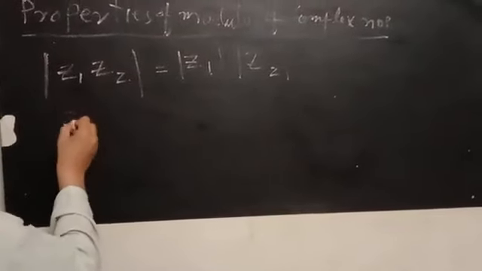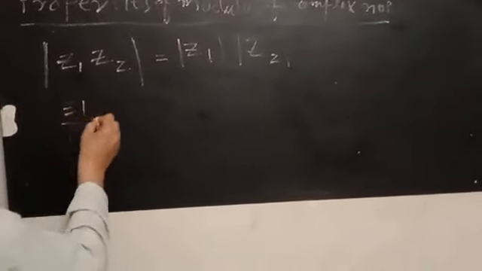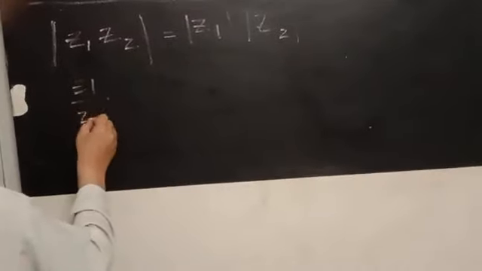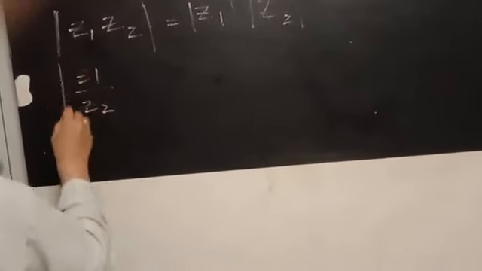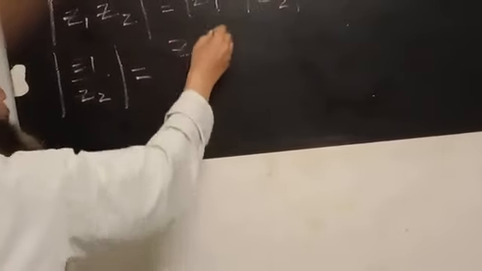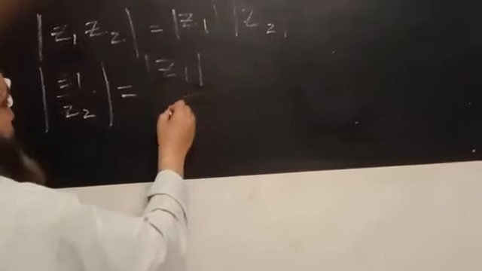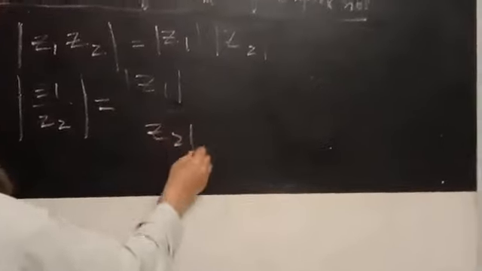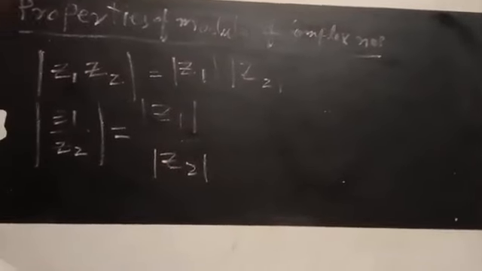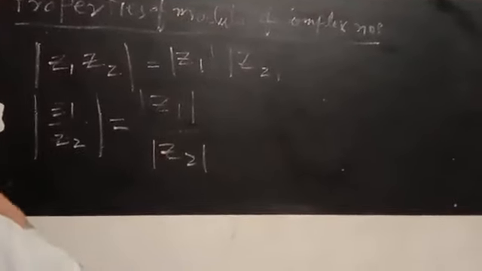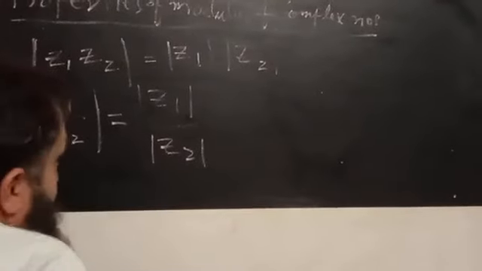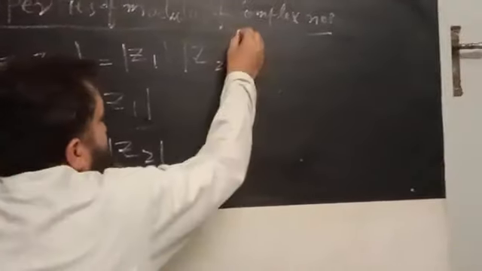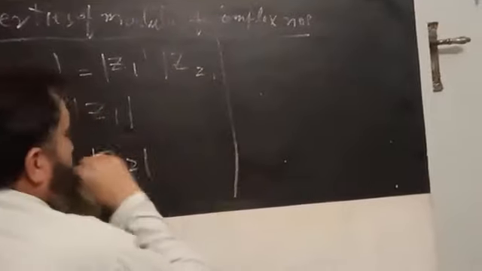Similarly, for division, z1 over z2 whole modulus will be equal to z1 modulus divided by z2 modulus. But for addition, this equality does not hold. For addition, we have the triangular inequality.